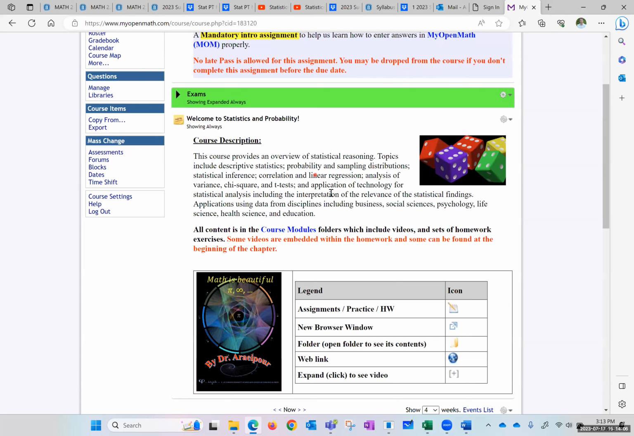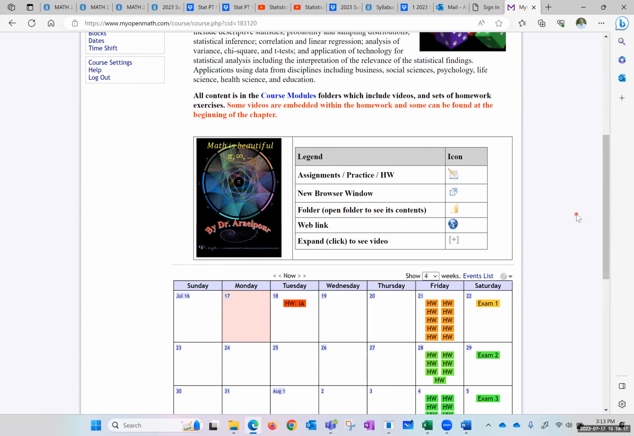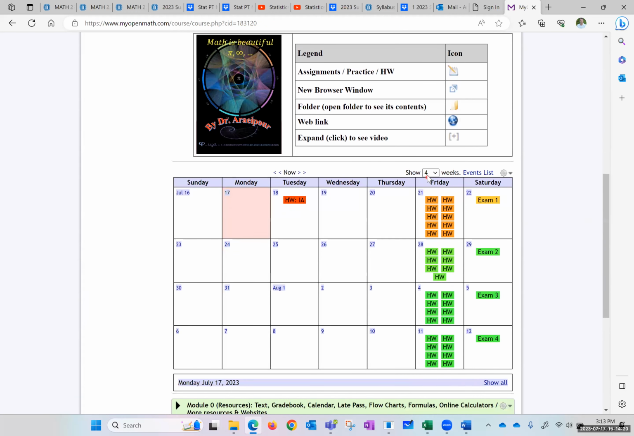Then we have the course description. As far as the calendar is concerned, class over here is 4. You can change it to a couple of weeks or more than 4 weeks. As you can see, the very first assignment is due this introduction to MOM, which is due tomorrow. And here's what I've done. All the homework seem to be due on the same day. If you do the homework on that day, you are going to be behind.